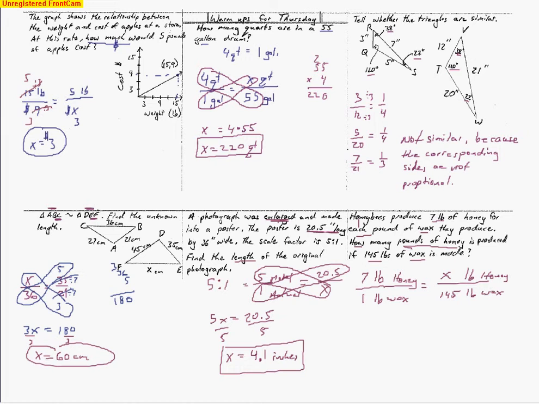So we're ready to multiply. Cross multiply here. So 7 times 145 and 1 times x. Well, 1 times x is easy. That's just x. So off to the side, we need to do 145 times 7. So that makes 35. Carry a 3. 28 and 3 make 31. And 7 and 1 makes 7, plus 3 makes 10. So there it is, 1,015 pounds of honey.